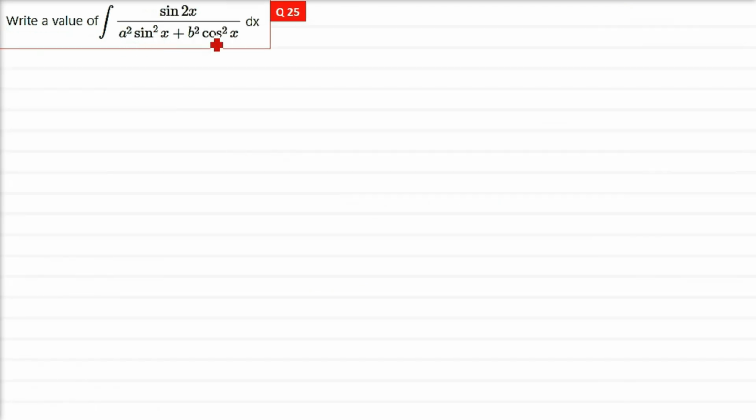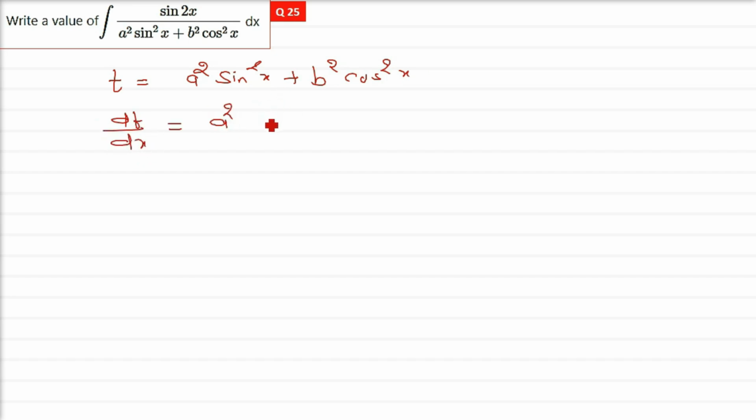Now in this question, we have a denominator, and we'll try to get the numerator from the denominator. What does it mean? We take t equal to the denominator, which is a square sin square x plus b square cos square x. When we differentiate this, it will be dt by dx, the constant remains unchanged. Sin square will be 2 sin x into cos x. Similarly, b square, 2 cos x into minus sin x. So I'm just changing the sign in between.